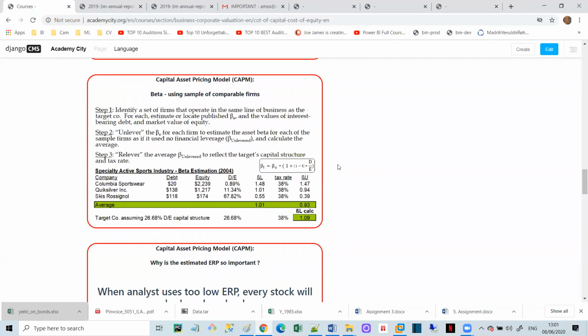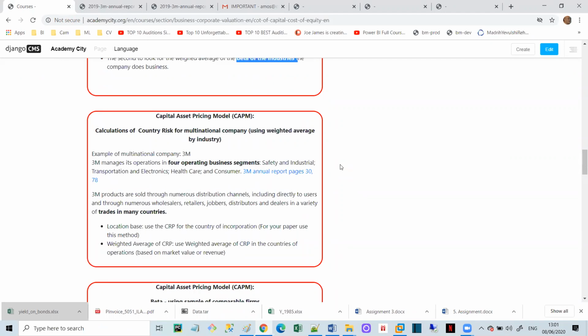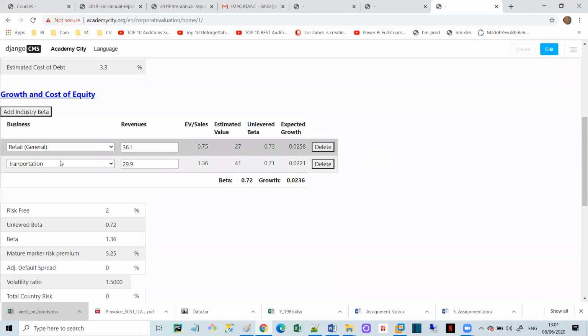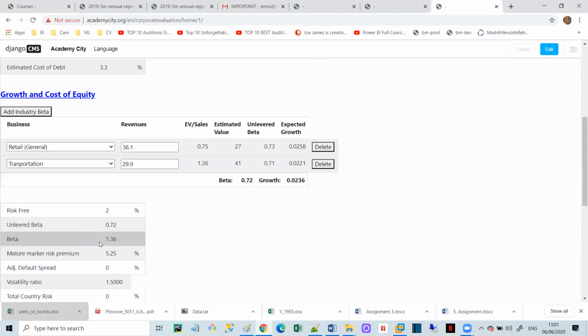Next week we'll continue. But for your paper, it's already done for you, but I do require you to try to explain it. From a weighted average of the beta of the industries the company works in, I take the unleveraged beta and I leverage that. I will repeat it next time, okay?